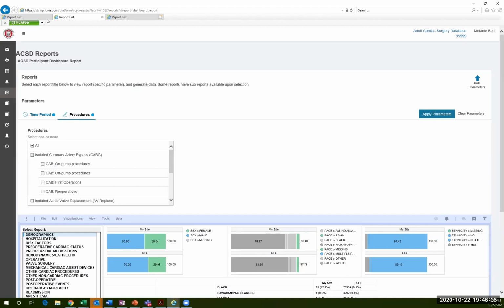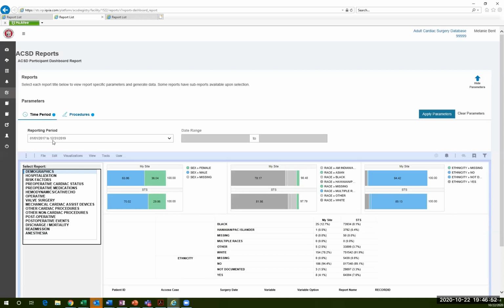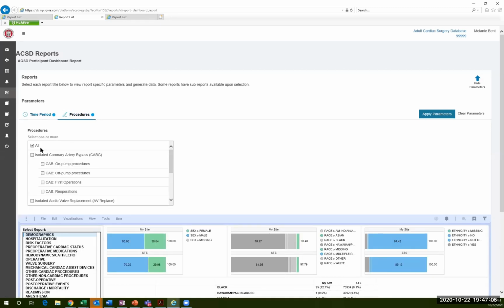So I've already loaded up the dashboard just because I know that we're on a time frame, and I just wanted to set up the parameters and get us into the report quickly. The first thing, when the user goes in, they will have the ability to select a predefined reporting period or enter in a specific date range. I've already entered in a specific time frame, and the next set of parameters that they would select is the procedures. I went ahead and selected all, but as you can see, we do have the procedures broken out, and they are able to go in and do a combination if they would like.